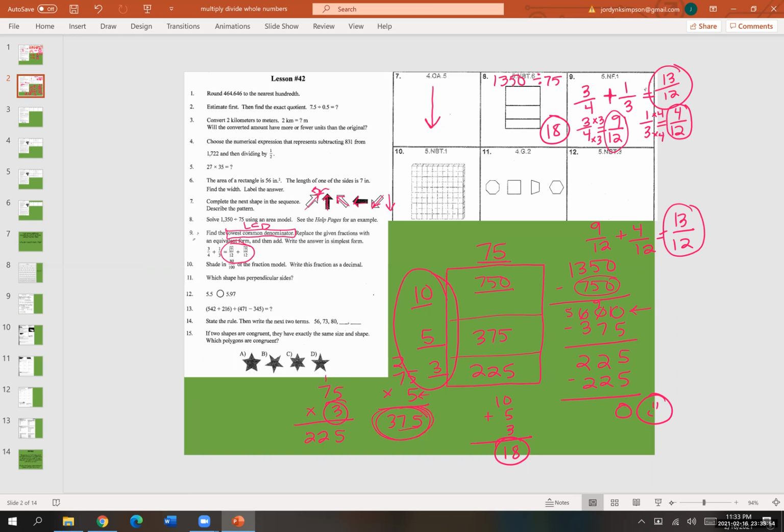Write this fraction as a decimal. So inside of this base 10 block, there are 100 pieces. And a column is 10. So if I have 80, I will be shading in 8 columns. Remember, this does not have to be beautiful, just as long as you get the gist. And then the fraction is 80 hundredths. But to write this as a decimal, you would write decimal 80 hundredths, or 0.80. Number 11, which shape has a perpendicular side?